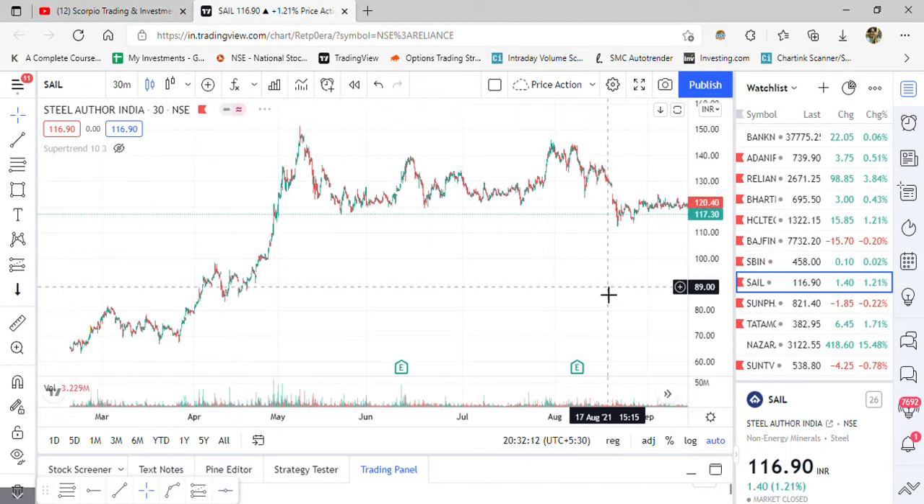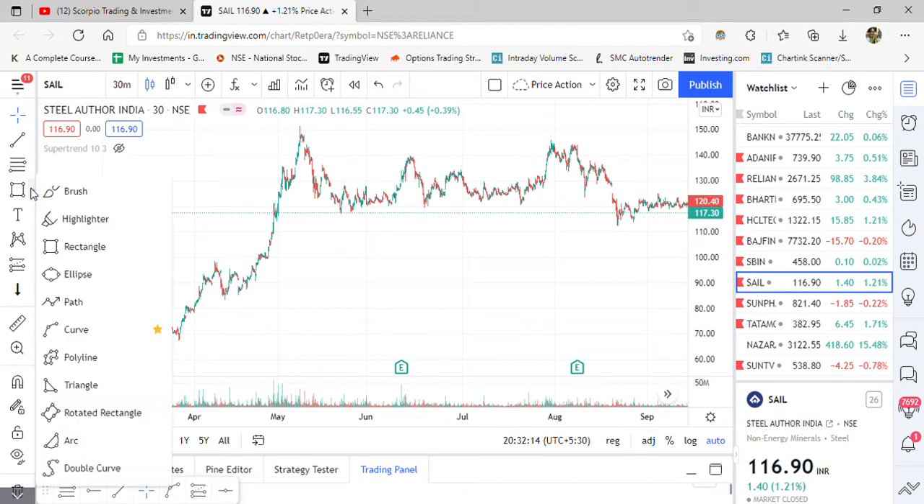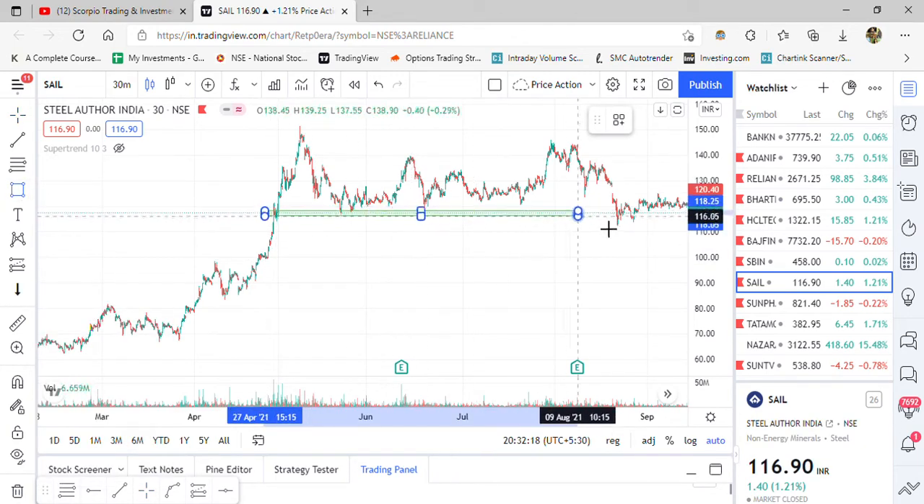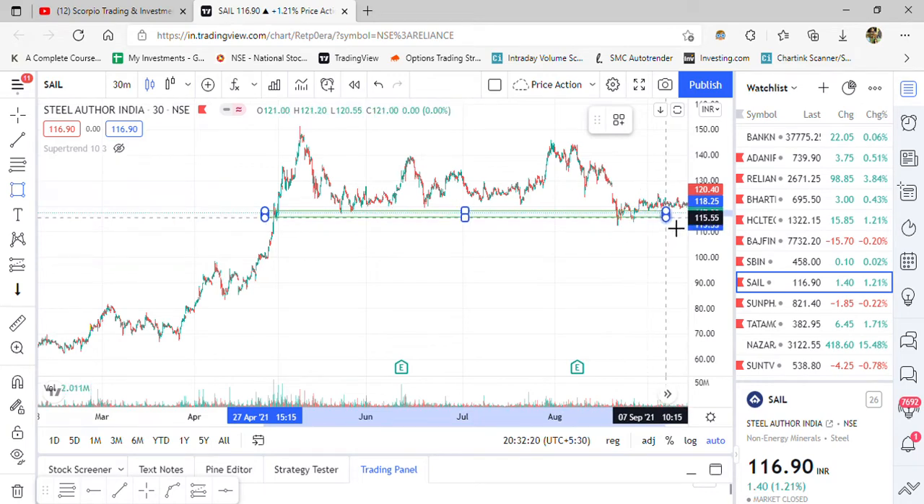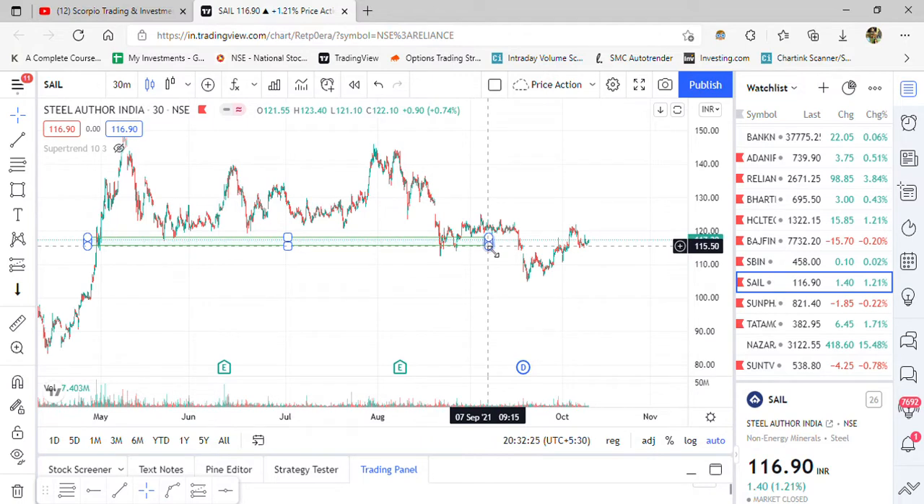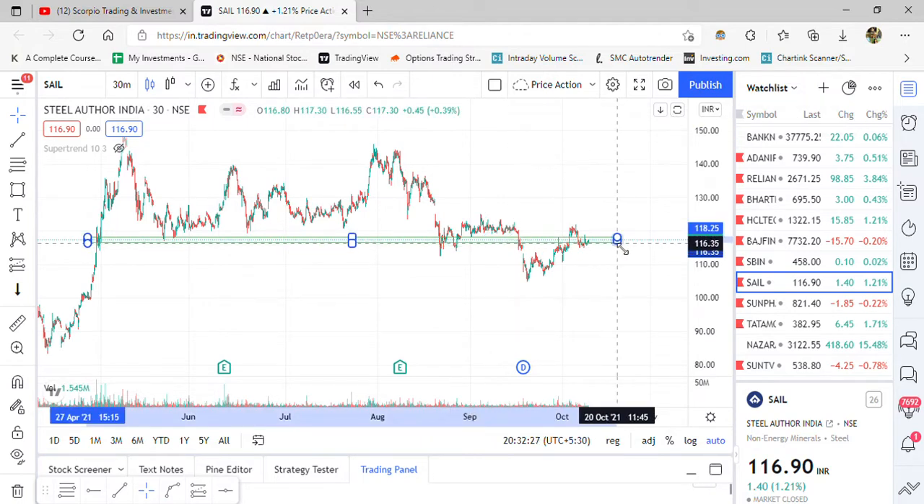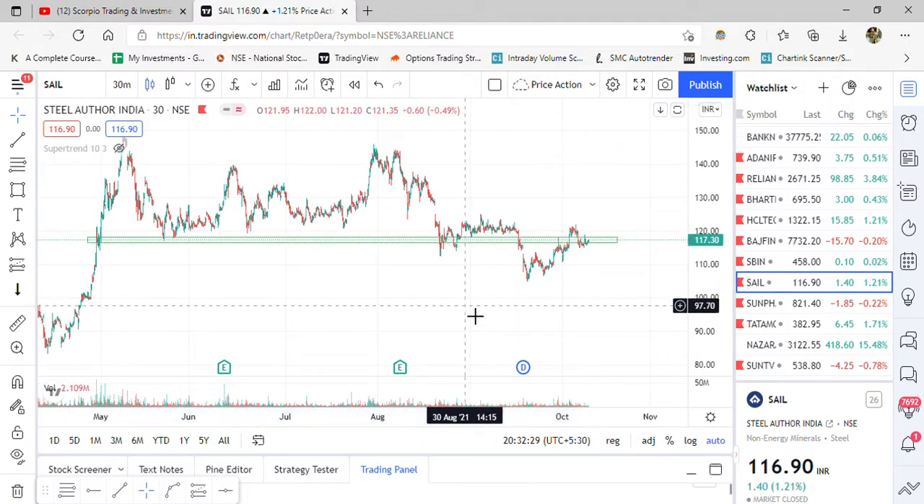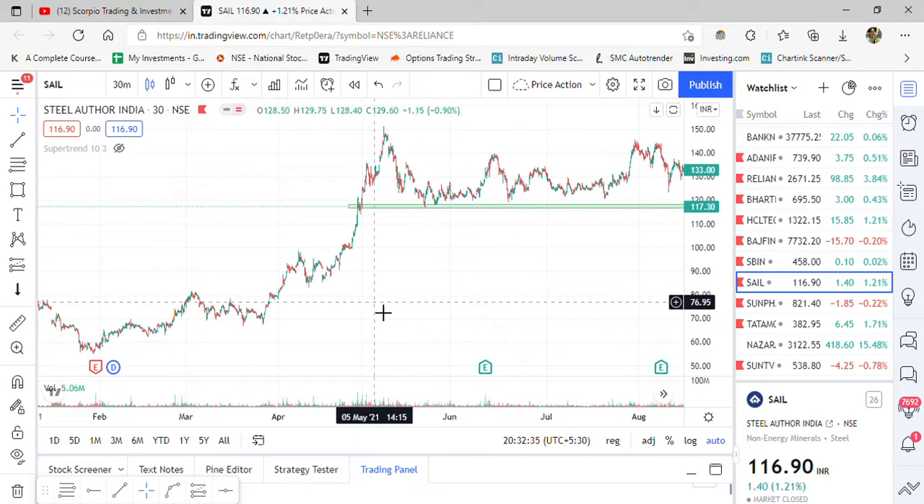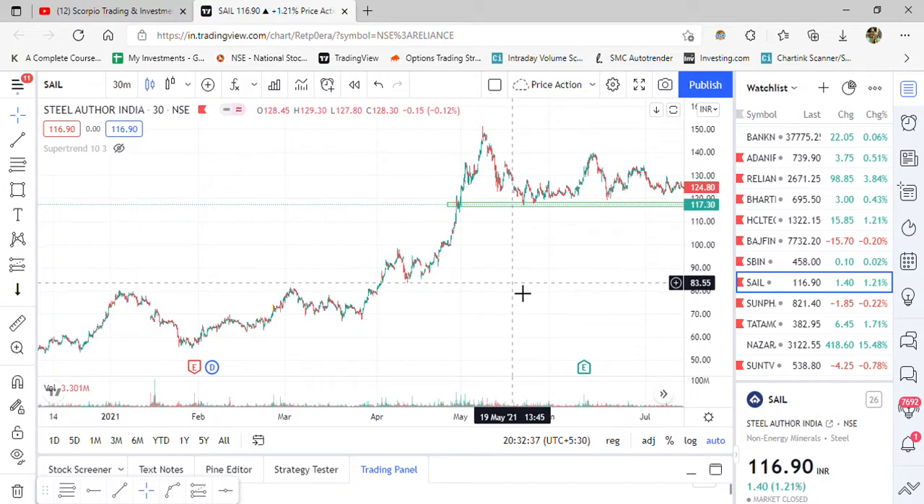Again, if you see for sale, this is the area, is a support area. So it changes its role from support to resistance and resistance to support as and when stocks move up and down and cross this area. So this is the most basic concept of price action.